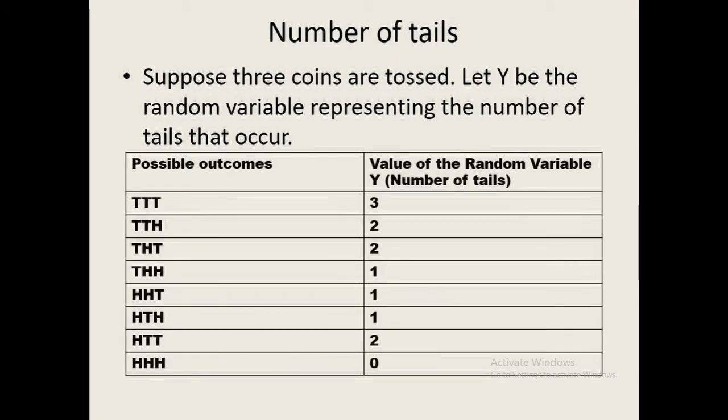Possible outcomes: TTT, and the value of the random variable y, the number of tails, is 3. TTH, that would be 2. THT, 2. THH, 1. HHT, 1. HTH, 1. HTT, 2. And HHH, or 0.